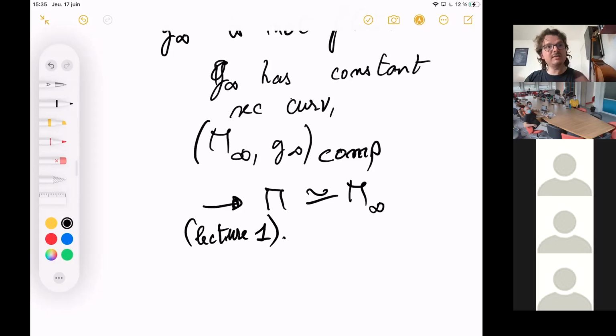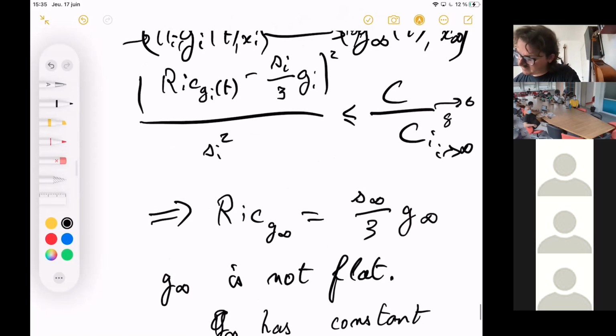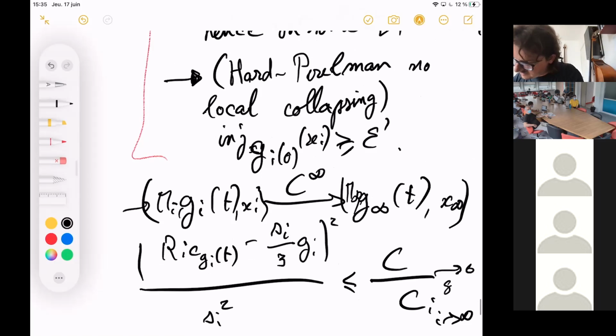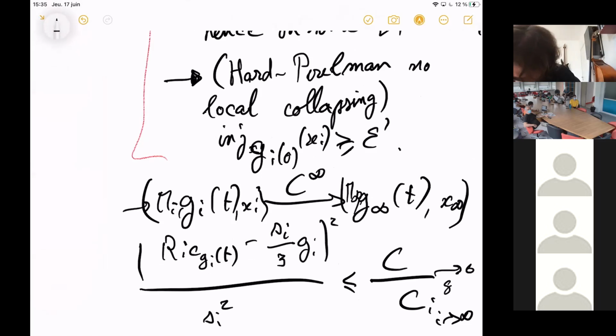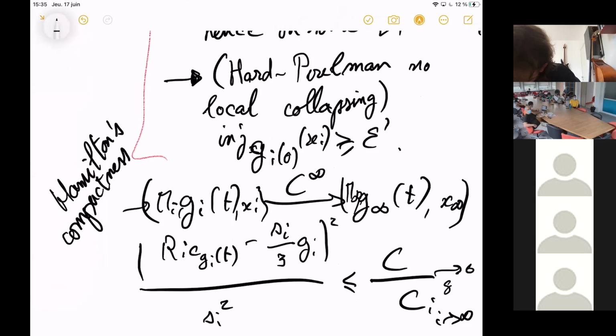Okay, and this idea of blowing up the solution is a very fruitful one. So I wanted to give you one example, and maybe let me give a pointer here. Let me say that this is Hamilton's compactness theorem.